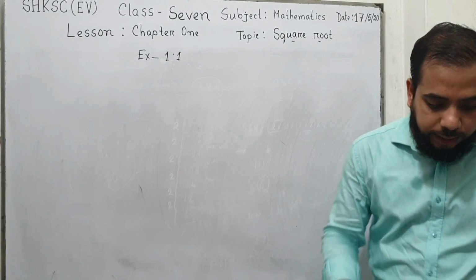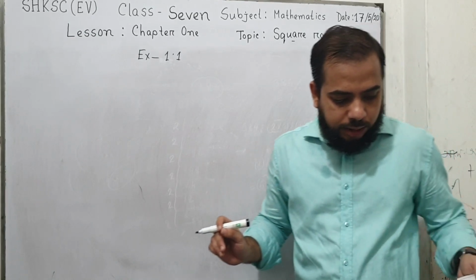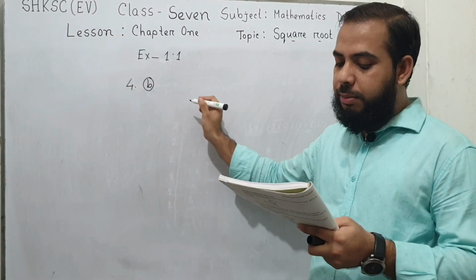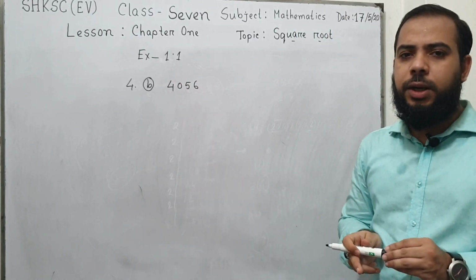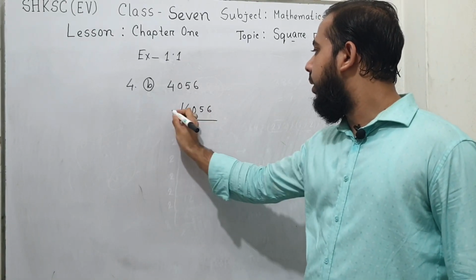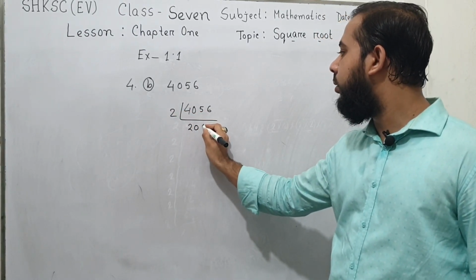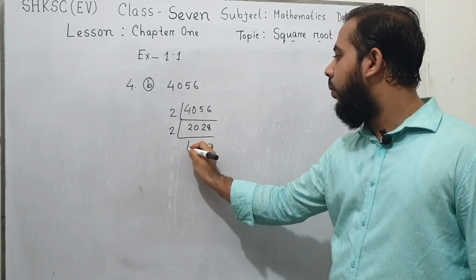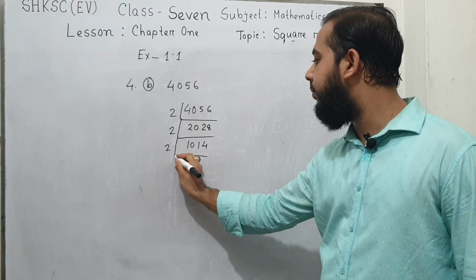Now let's do another problem here. If we do number B, 4b, the given number is 4056. So the first step is to find the prime factorization of this number. This is an even number, so we will divide it by 2 and we will get 2028. If we divide this again by 2, we will get 1014. If we divide this number again by 2, we will get 507.